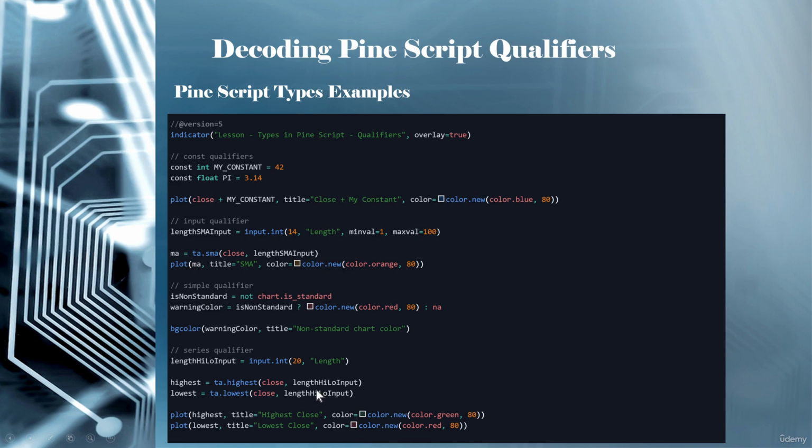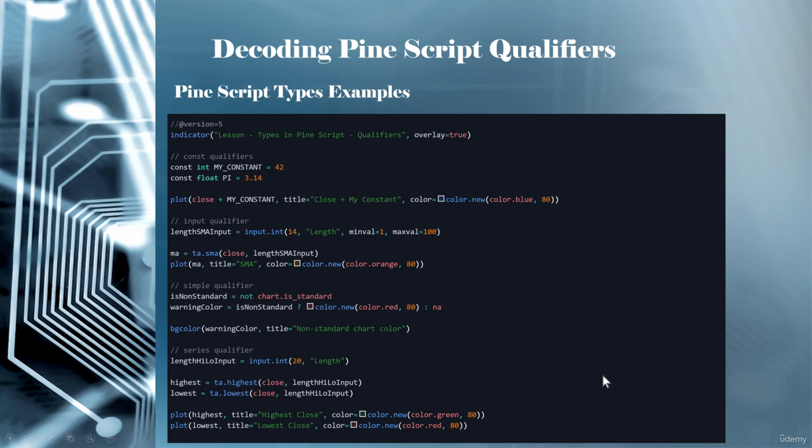And finally, let's study the series qualifier. The series qualifier is used, for example, when you use the ta.highest function or ta.lowest function or many other functions in the ta namespace, because those functions return a series variable. So this is an example of how you use a series variable. You get this variable, for example, as a return from certain functions in Pine Script.